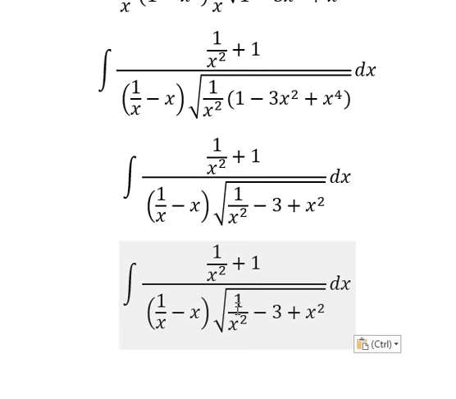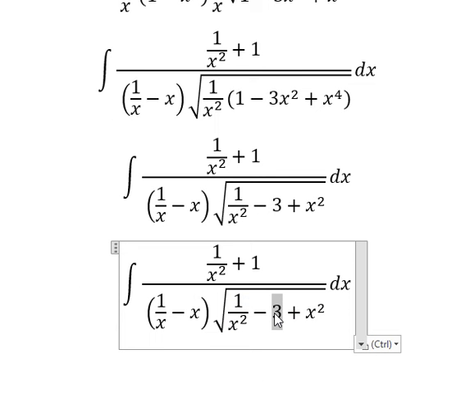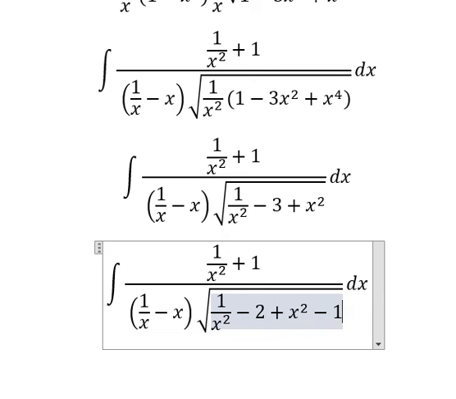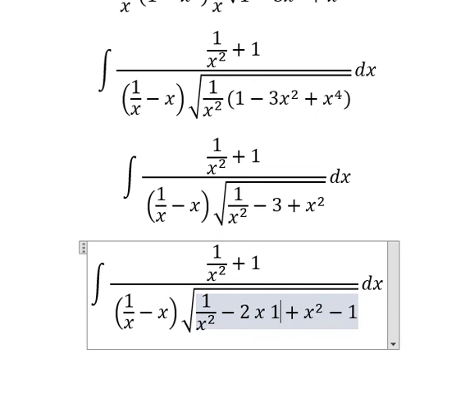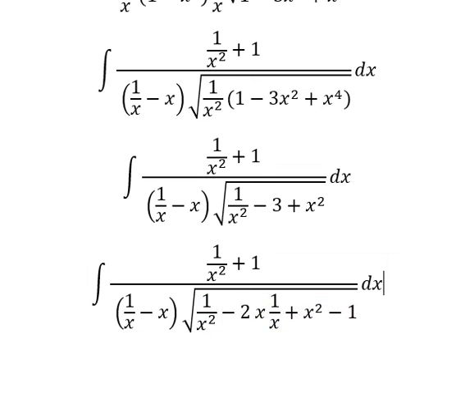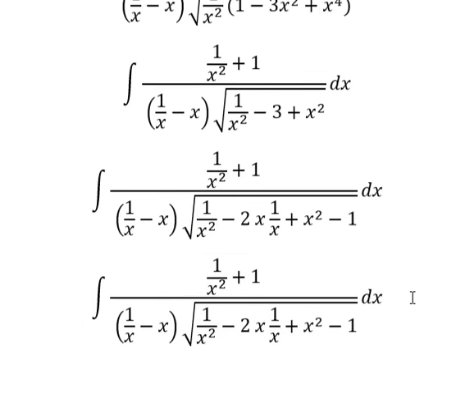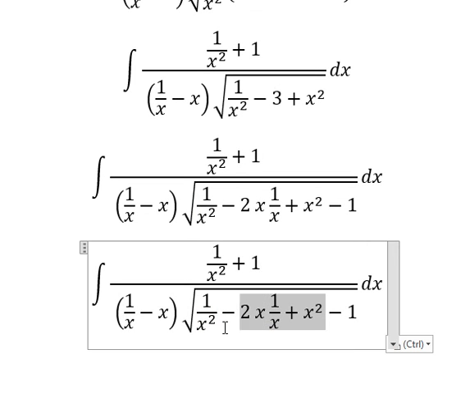Next, negative number 3, I will put as negative number 2 and negative number 1. About number 2, that is x multiplied by 1 over x. This one, that is about identities.